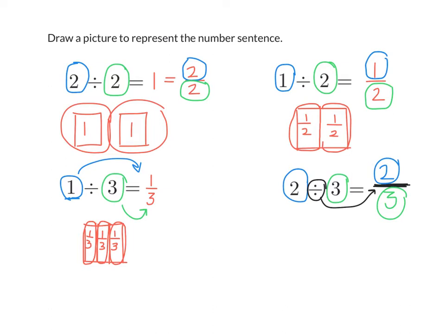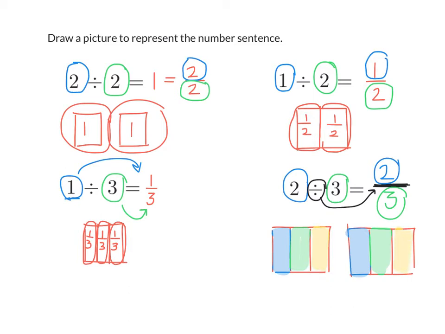Okay. Let's draw a picture to prove it. If I have 2 wholes to begin with, I want to split it into 3 equal groups. Could I put 1 into each equal group like that? No. But if I divide each whole into 3, could I put this into the first group and 1 piece into the first group? There's one group. There's a second group. And there's a third group. Do you guys see that?